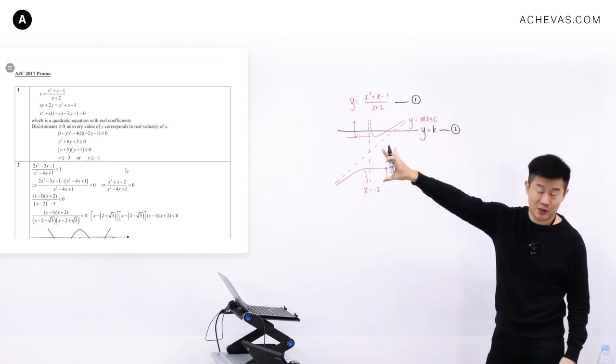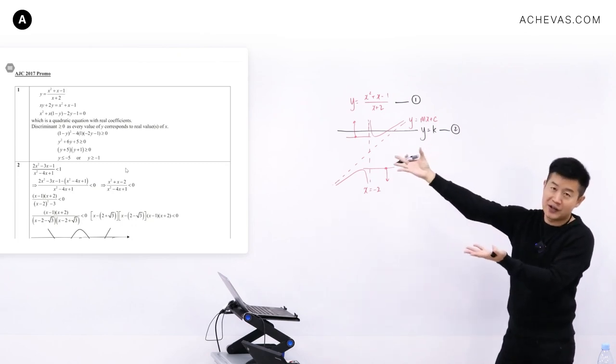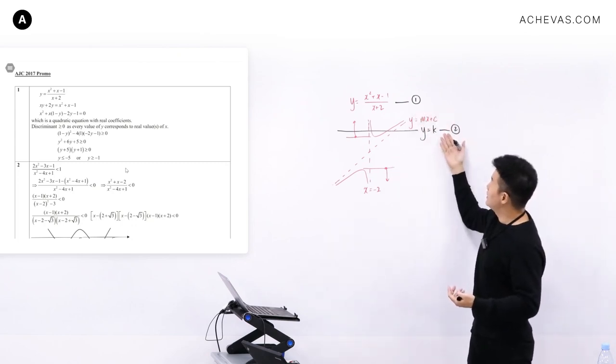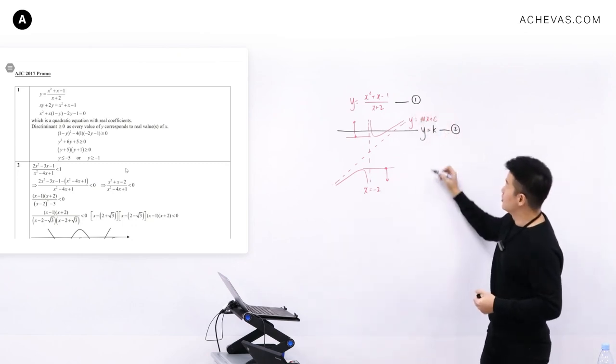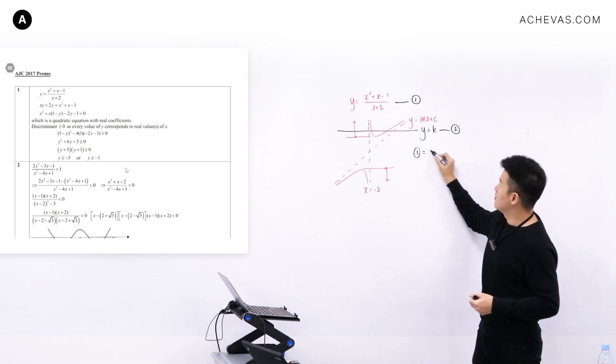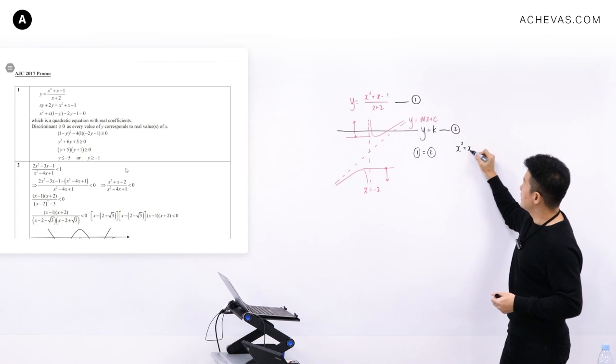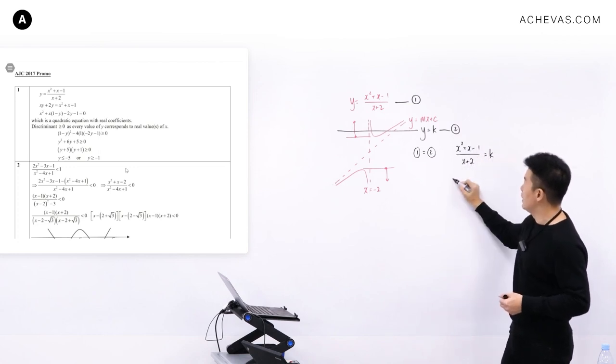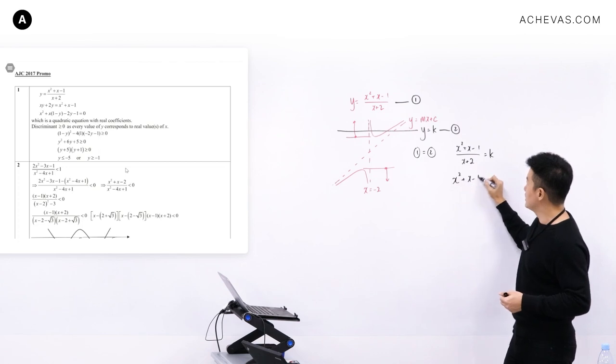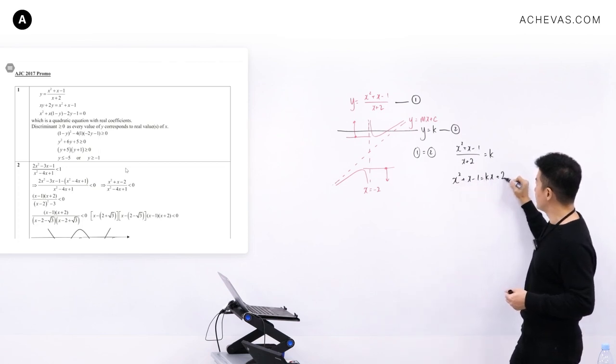Instead of using this as a solution, my solution will look very, very similar to this. But if I were to let this be equal to this, I ascribe meaning to my algebra. If I were to let equation number 1 be equal to equation number 2, then we will have x squared plus x minus 1 divided by x plus 2. This is going to be equal to k. Cross multiplying, I will have this minus 1. This is equal to kx plus 2k.